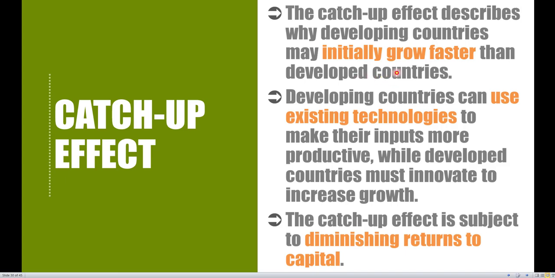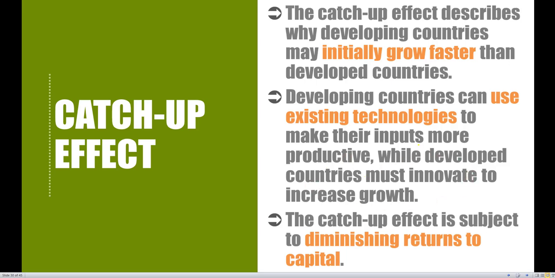And this catch-up effect, as it's sort of known in academic circles as convergence, both conditional convergence and absolute convergence, basically says that these developing countries should catch up to the developed countries if they are able to get more and more pieces of physical capital. So developing countries can use existing technologies to make their inputs more productive, while developed countries have to innovate in order to increase growth, which is a very, very difficult task for any one country.